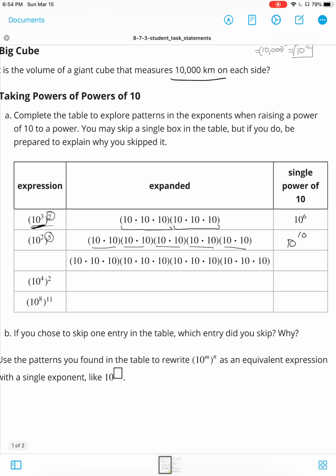Oh, okay. Well, this is going to be 10 to the something. I see 1, 2, 3, 4 groups of 3 tens. If I add all these up together, there's a total of 12 of them.